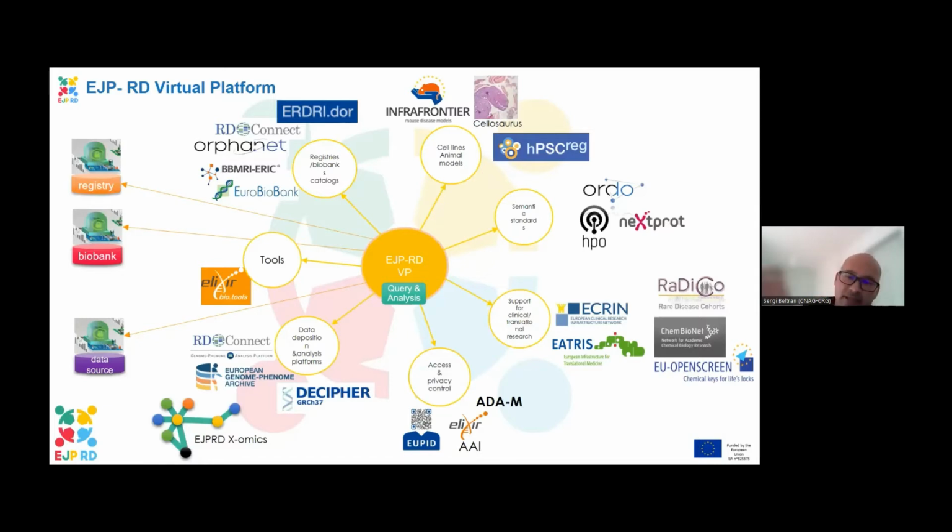We are also bringing in toolboxes and help desk for clinical trials and translational research. We are trying to integrate access and privacy control mechanisms like Elixir AAI, or now Life Science AAI, and UPIT for privacy preserving record linkage, so trying to bring together data sets from the same individual, even if we don't know who that individual is. And then finally, as I mentioned, tools like the EGA, the RDConnect GPAP, the Cypher, or cross-omics analysis systems.